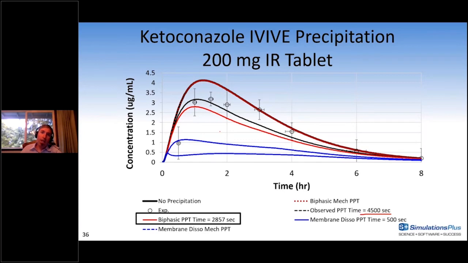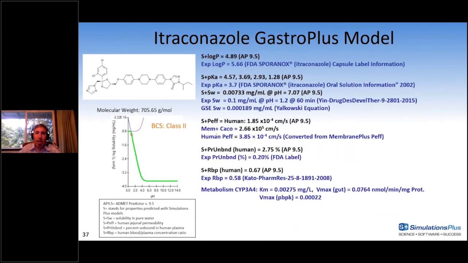And then finally, itraconazole for Sporanox capsule and solution. Again, we had experimental data for the log P, solubilities, and pKas. Membrane permeability was Caco-2, and that converted to a human Peff. We have protein binding experimental data and blood to plasma concentration ratio. We again have nonlinear CYP3A4 kinetics in the liver of the PBPK model and the gut, so that's also taken into account.